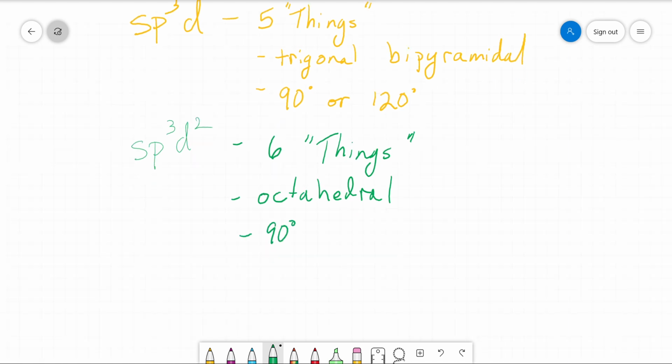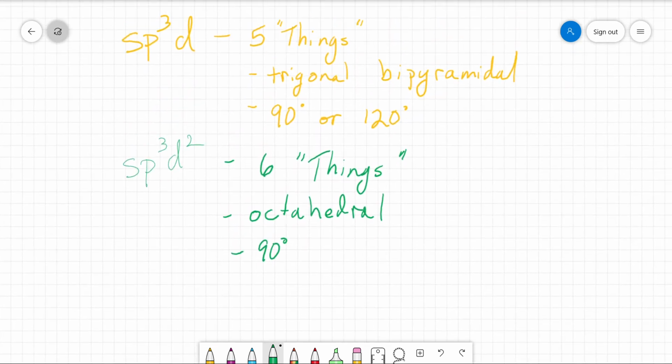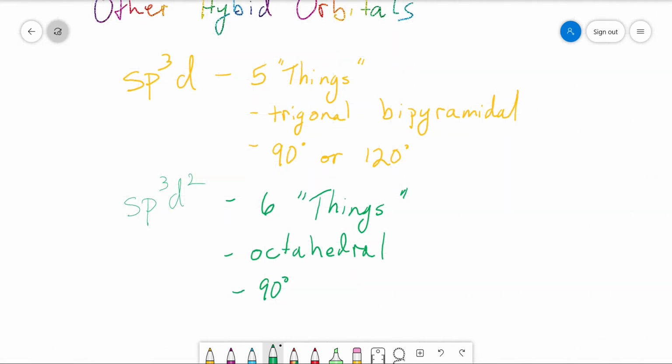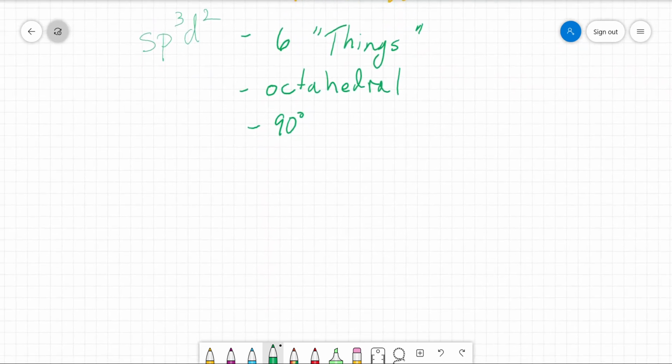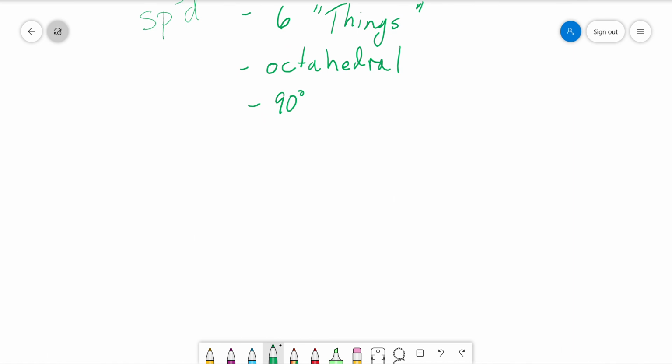All right. So now, just so you know, this means you probably won't ever pay any more attention to this, but I don't test on sp3d or sp3d2 because I read too many conflicting things about whether or not they exist. So, sp3, sp2, sp is hard enough.